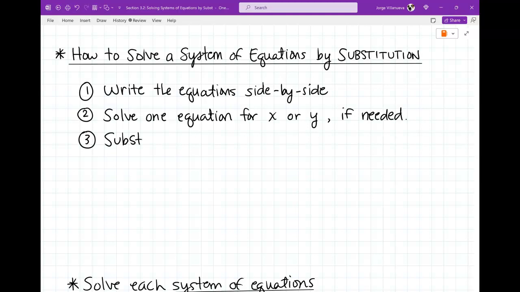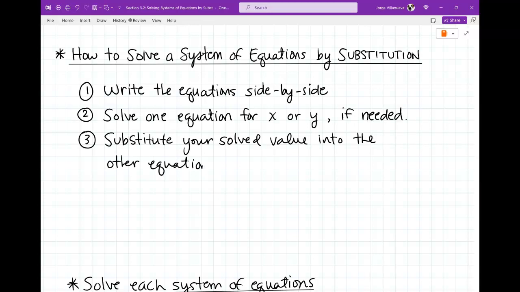Okay, step 3, this is the big step. Substitute your solved value into the other equation. And solve. So step 3 is the step that takes the longest. Not to say it's going to take 15 steps, but it might take 2 or 3 steps of moving things around and solving for either x or y. So you're either going to solve for your x or your y variable once you plug it in. You'll know once you plug it in. Okay? So that's step number 3.